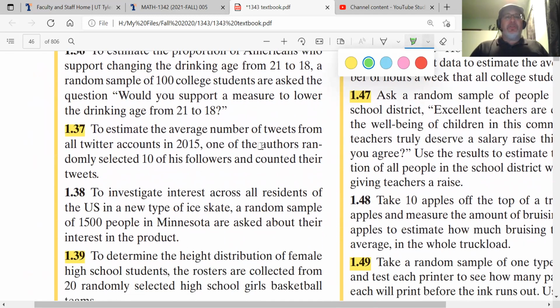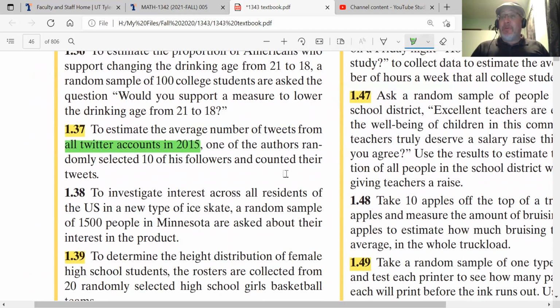All right, let's look at number 37. To estimate the average number of tweets from all Twitter accounts, right here they tell us this is the population we are trying to find out something about. One of the authors of this book randomly selected 10 of his followers and counted their tweets. So which one is the sample? That would be the 10 followers of this author.